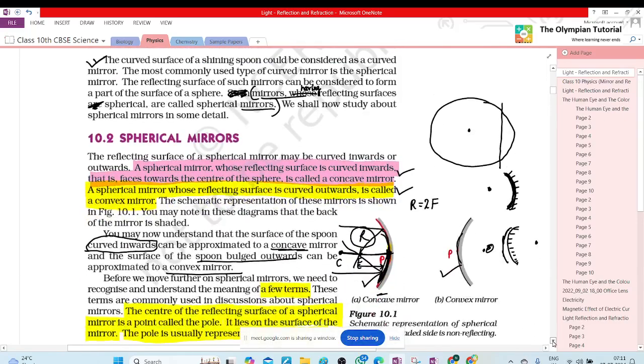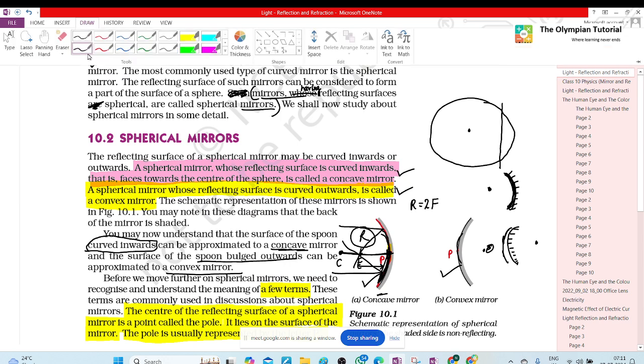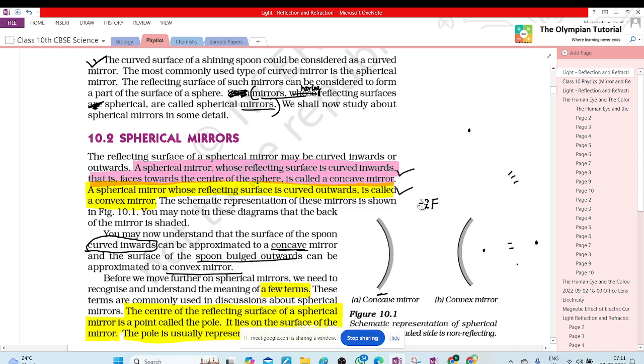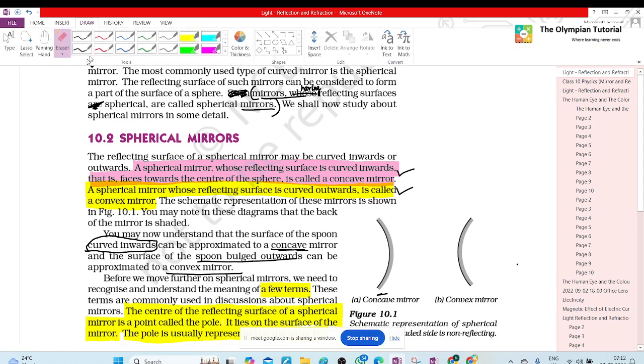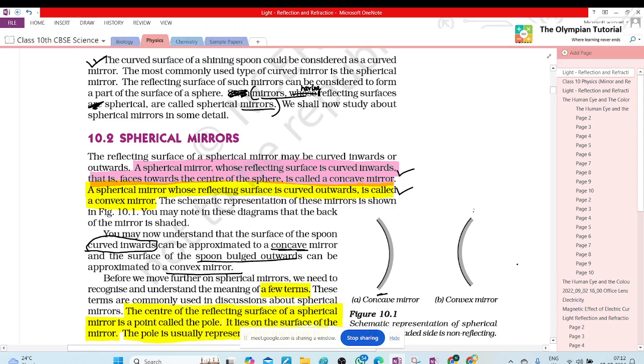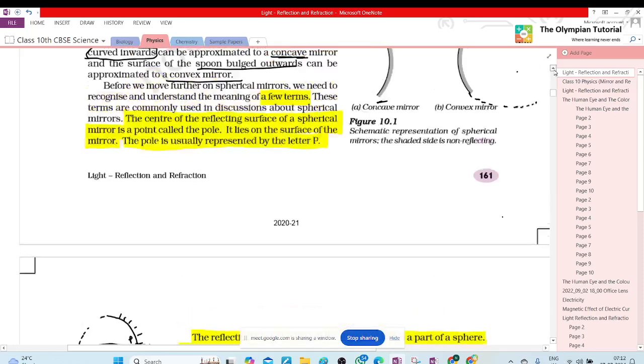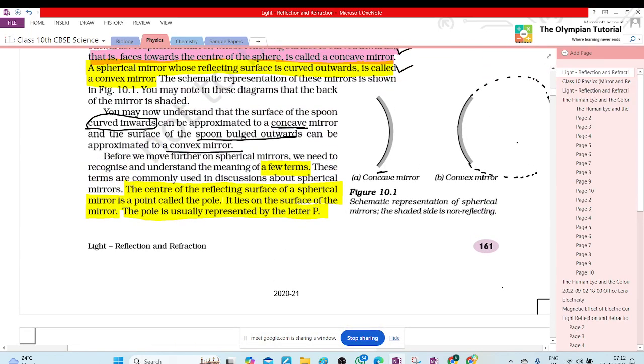Tanya, now we will study about spherical mirrors. As is clear by the name, spherical means curved, and it comes from a sphere. I will tell you each and everything and you will get all the things. This one will be formed from a sphere. This one is a convex mirror. If it is bulging out, this one, it is a convex mirror.